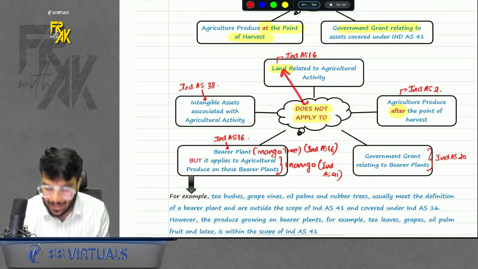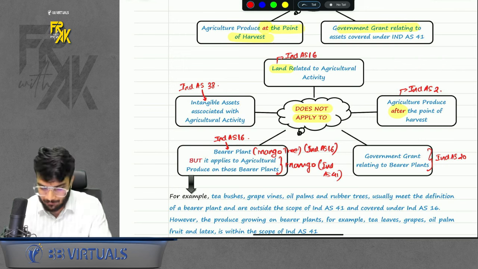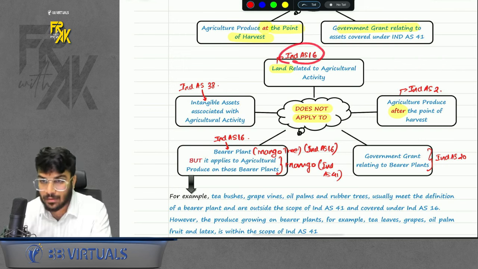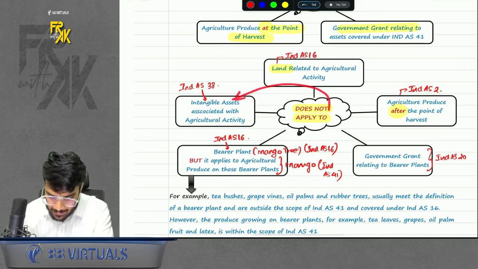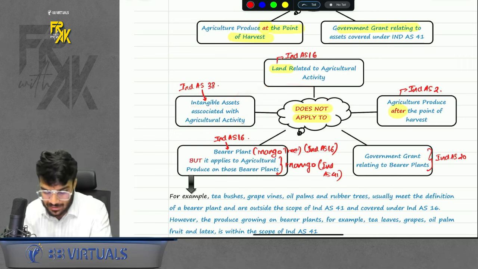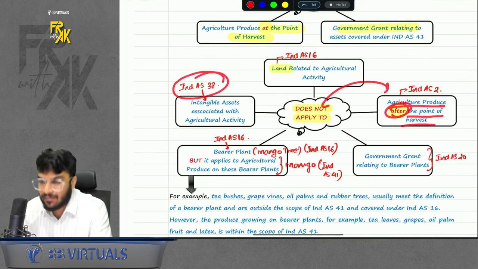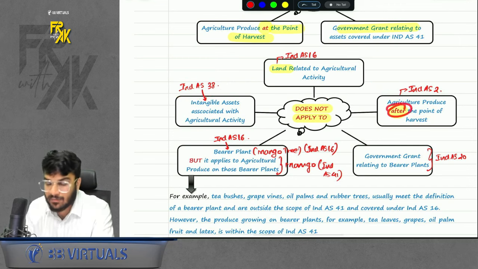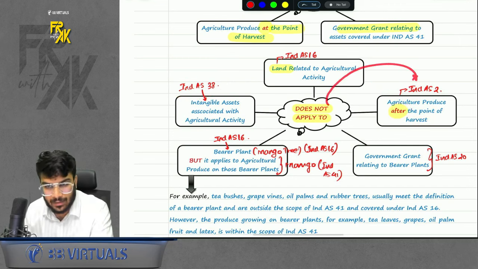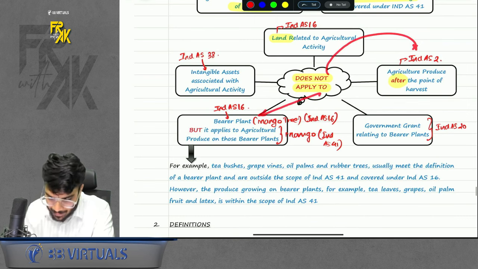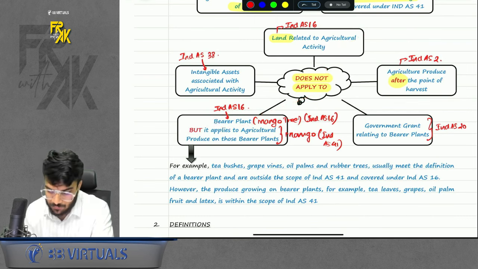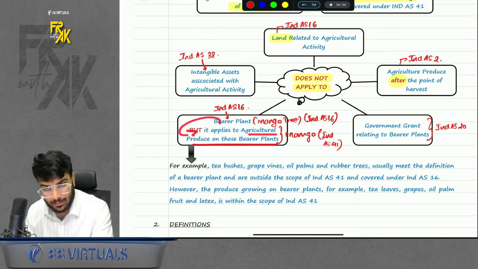It does not apply to land on which you conduct the agriculture activity, because that land is covered under Ind AS 16. It does not apply to intangibles used in agriculture activity, because that is covered under Ind AS 38. It does not apply to agriculture produce after the point of harvest. Sir, why? Because as soon as it is after the point of harvest, it enters Ind AS 2, inventory. It does not apply to bearer plants. We already discussed this. But of course, it applies to the produce from the bearer plant.